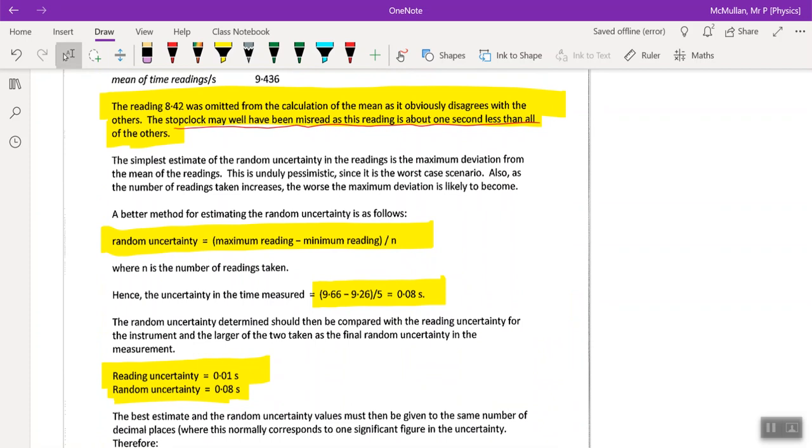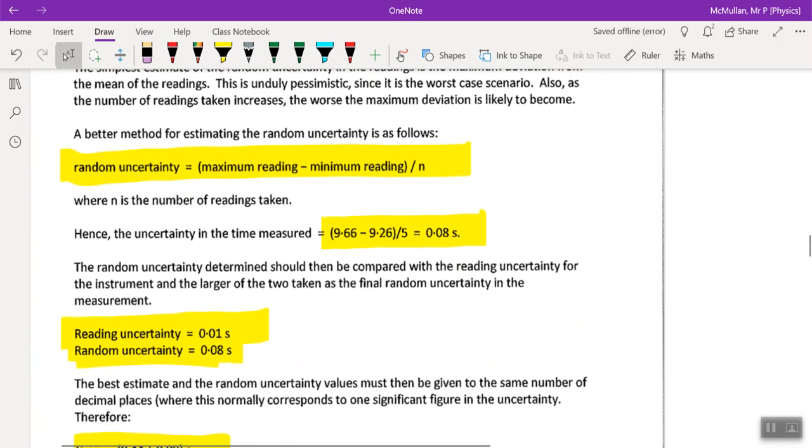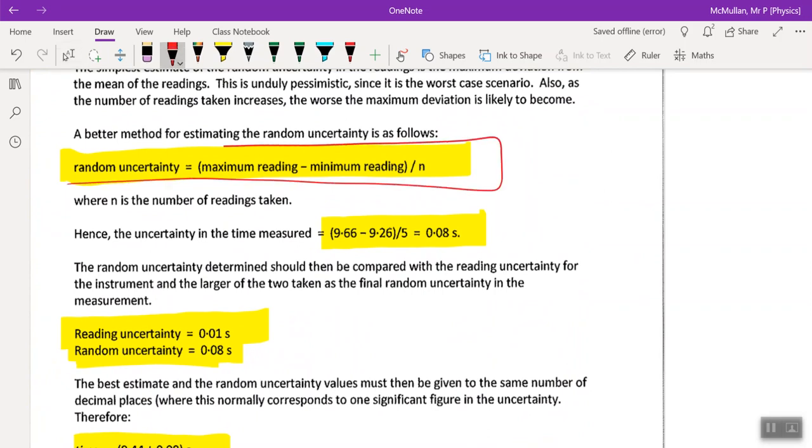So to find out the random uncertainty in our values, what we want to do every time, and we use this formula, is maximum reading subtract minimum reading divided by the number of readings. Okay, so that helps us find the random uncertainty in our answers.